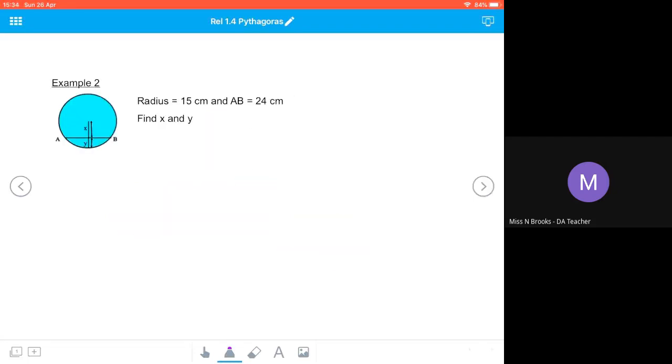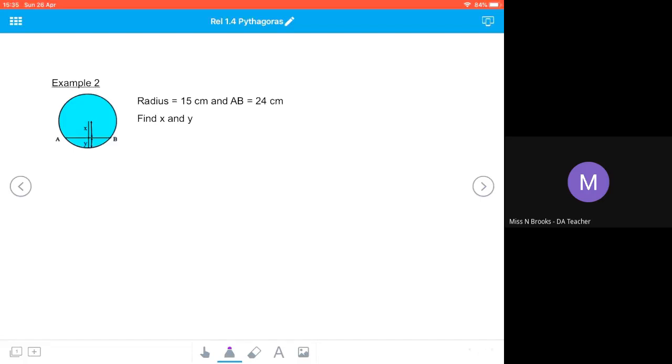So my next example is using the properties of circles. So here I've got a circle, I've got 2 dimensions marked on, x and y, and I've also got a chord marked on, and it's being labelled AB. And in the question, I'm being given some additional information. I'm being told that the radius is 15 centimeters, and the length of AB equals 24 centimeters. So I'm going to write that information on.